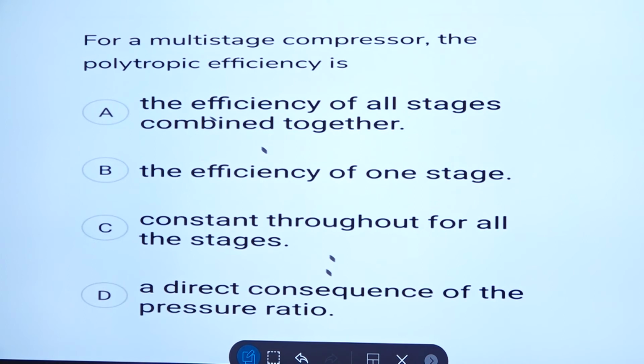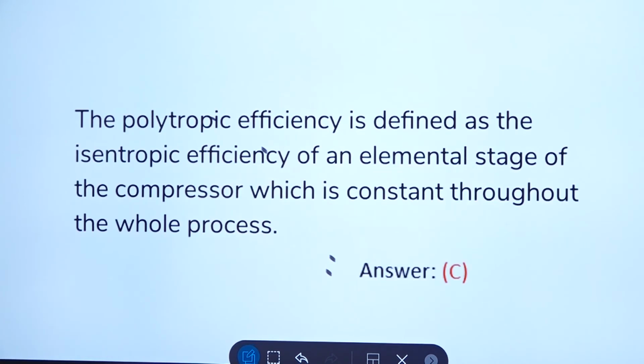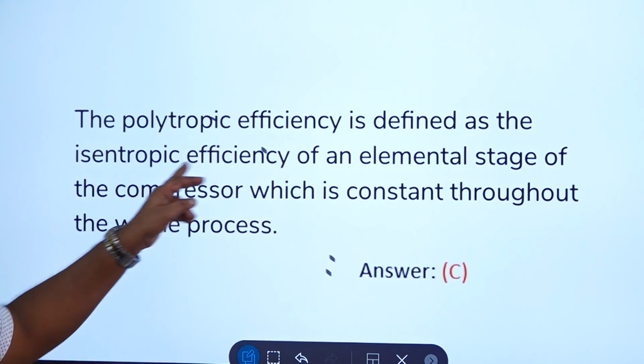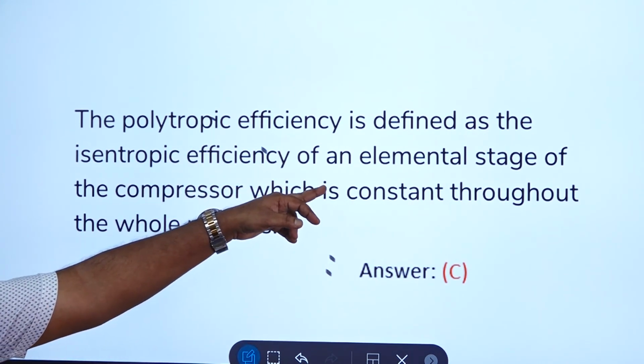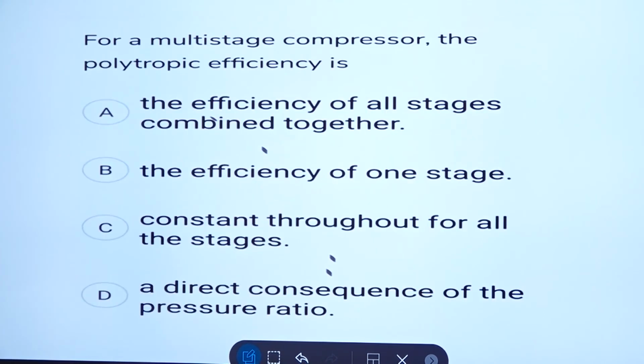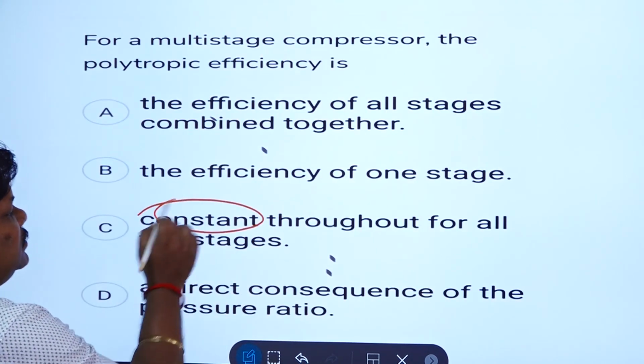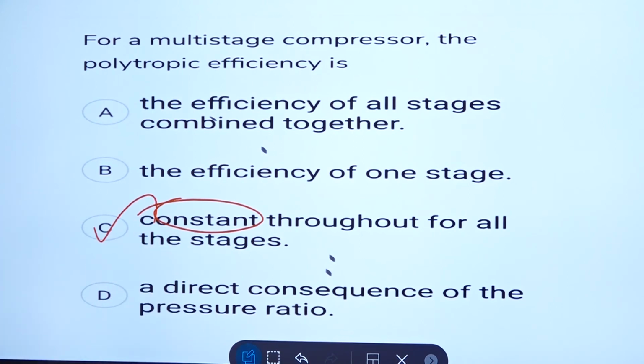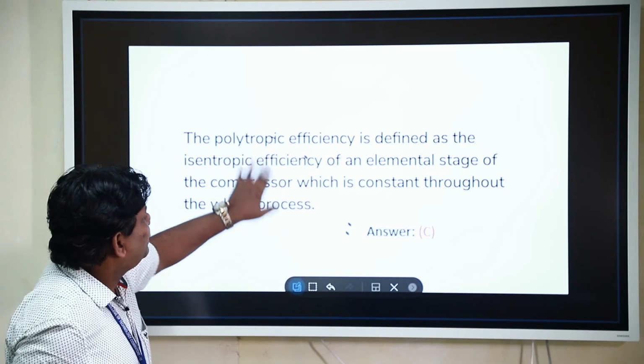So for a multi-stage compressor, the polytropic efficiency, you can see that it is defined as isentropic efficiency of an elemental stage of the compressor, which is constant throughout the whole process. So it is constant throughout the whole process. The answer is C.